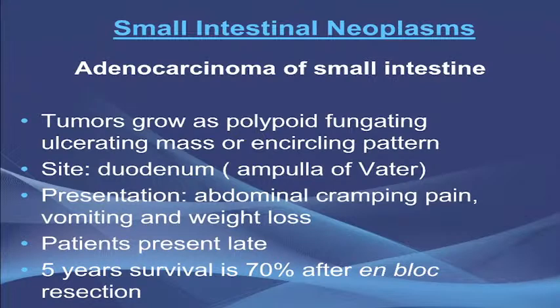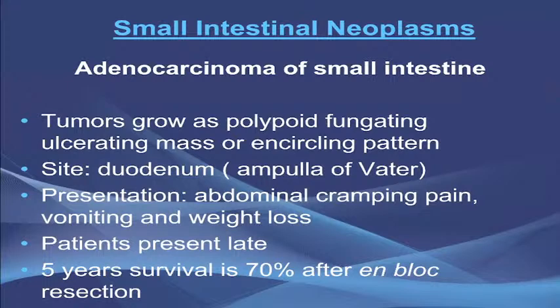Adenocarcinomas of the small intestine have a growth pattern very similar to those seen in the large intestine: polypoid, fungating, ulcerated masses or encircling tumors, the napkin ring type of pattern. A common site is the duodenum, the ampulla of Vater.